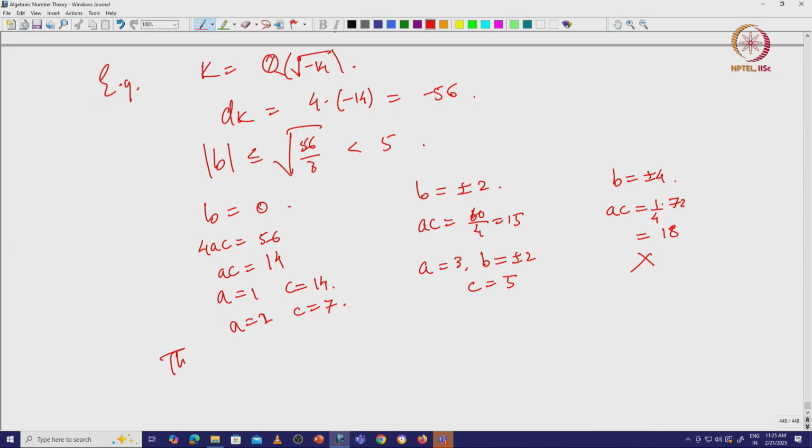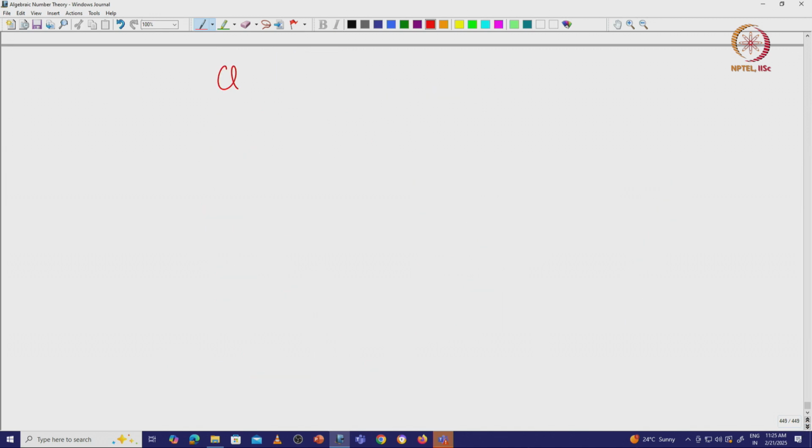And so there are 4 reduced binary quadratic forms of discriminant minus 56, and so the number of elements in the ideal class group is precisely 4. So there are 2 possibilities now for this group. So CL of K is Z mod 2 cross Z mod 2, or CL of K is Z mod 4Z, right. So which one is it?